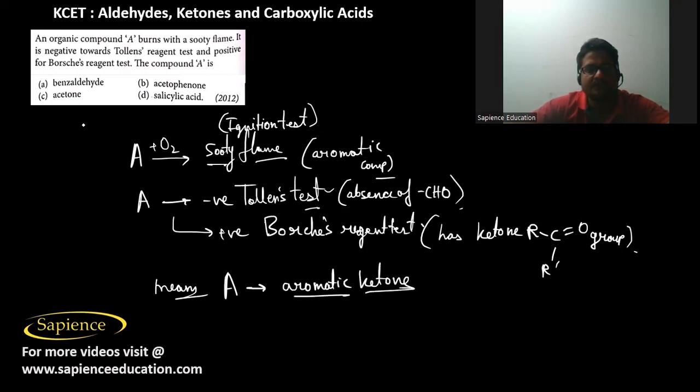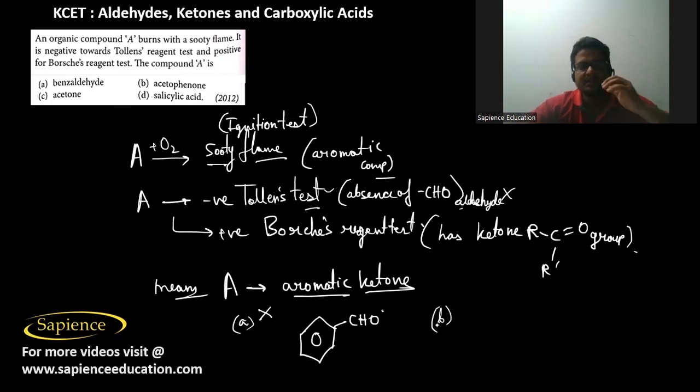So here we have to see which of these options is an aromatic ketone. Now in option A, it is benzaldehyde, which has the CHO aldehyde group. So A can't be the option. Since it gives a negative Tollens test, the aldehyde group is absent, so it can't be benzaldehyde.